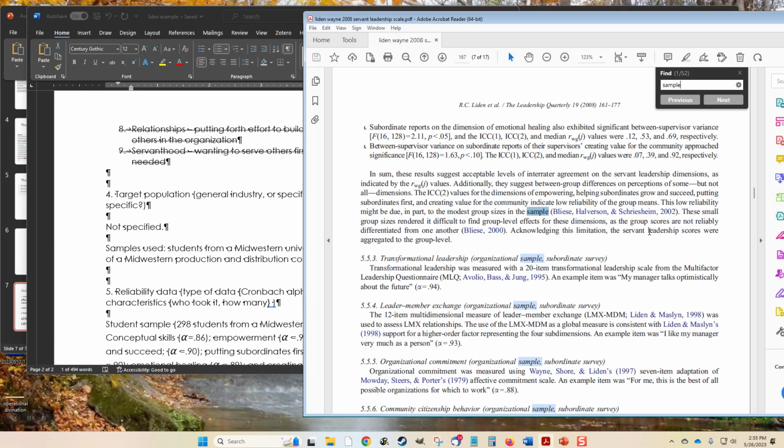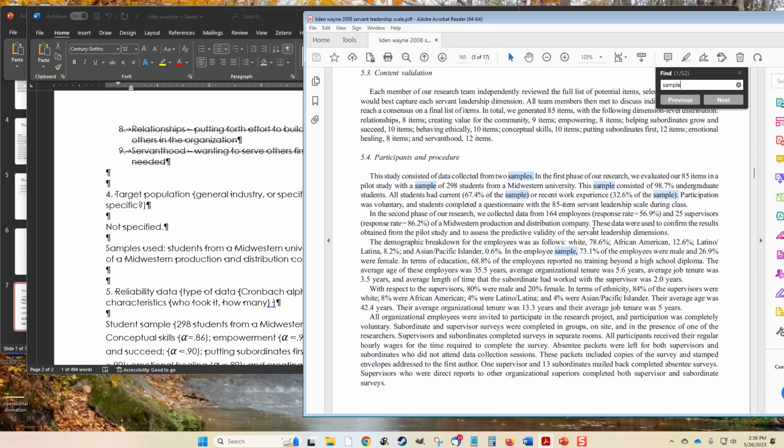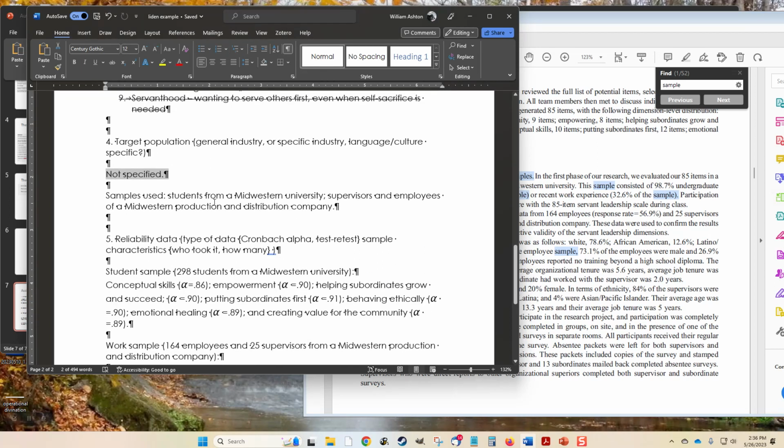Okay, so what they've done, and if we go back to methods, which is probably where we're going to see it, the study consisted of data collected from 2 samples. One sample was from students of a Midwestern university. The other sample was from a production and distribution company. So I'm going to have to say that the target is not specified, but they use samples from a Midwestern university and students, supervisors, and employees of a Midwestern production and distribution company.